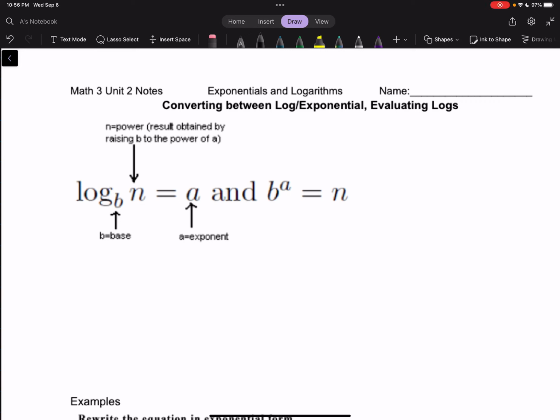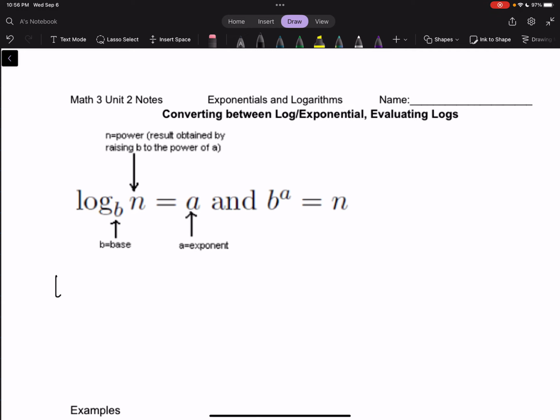Today we're going to be talking about converting between log and exponential forms of an equation. The equation I give you is log base a of n is equal to a, and base to the power of a is equal to n. I'm going to rewrite it another way to explain this.